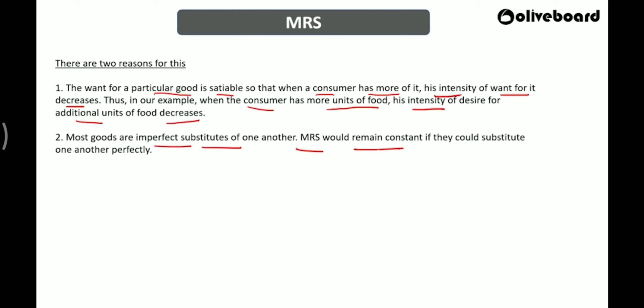That is human psychology. When we have more and more, definitely the desire for that product will decrease, right? So because of that, you will not give away the other product. So that is called marginal rate of substitution. That is why it is declining, right?